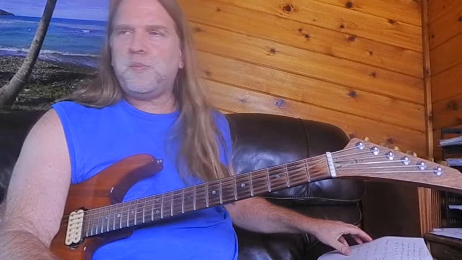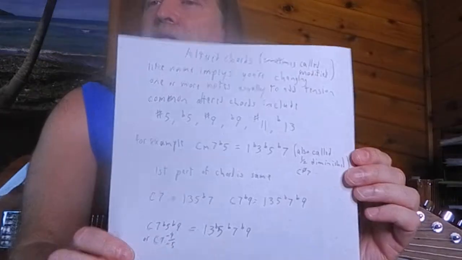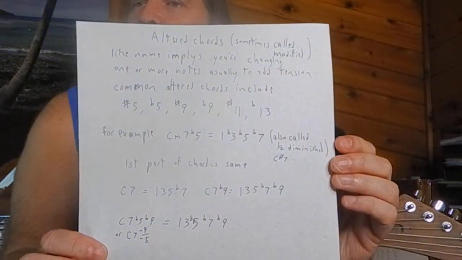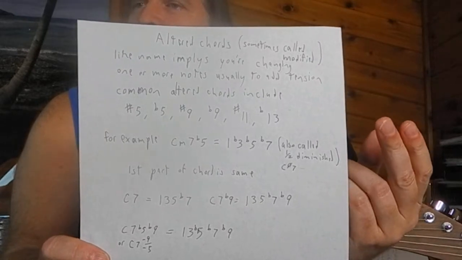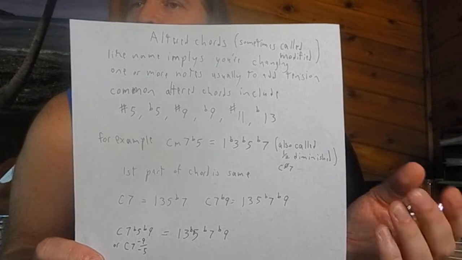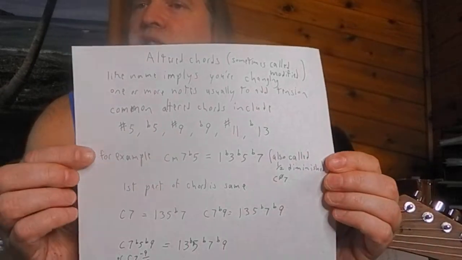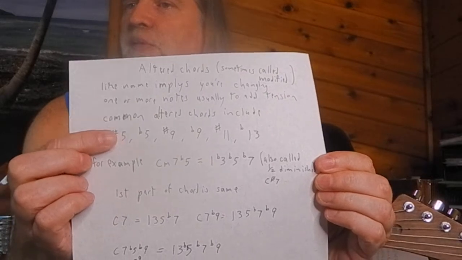So the stuff I already covered, the major, minor, and extended chords, that's really your bread and butter. If you're into creating a lot of jazz stuff or creating things that create tension, then this next page is really important. Altered chords, sometimes also called modified chords. Basically, like I wrote here, the name implies that you're changing 1 or more notes on it. So a common altered chord would be something that has a sharp 5, a flat 5, a sharp 9, a flat 9, a sharp 11, a flat 13.